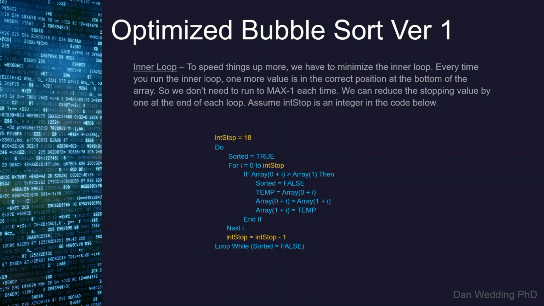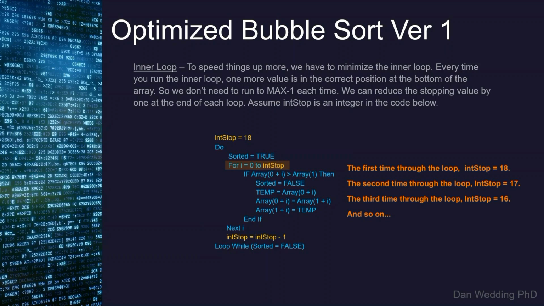To speed things up more, we have to minimize the inner loop. Every time you run the inner loop, one more value is in the correct position at the bottom of the array. So we don't need to run to max minus 1 each time. We can reduce the stopping value by 1 at the end of each loop. Assume int stop is an integer in the code below.